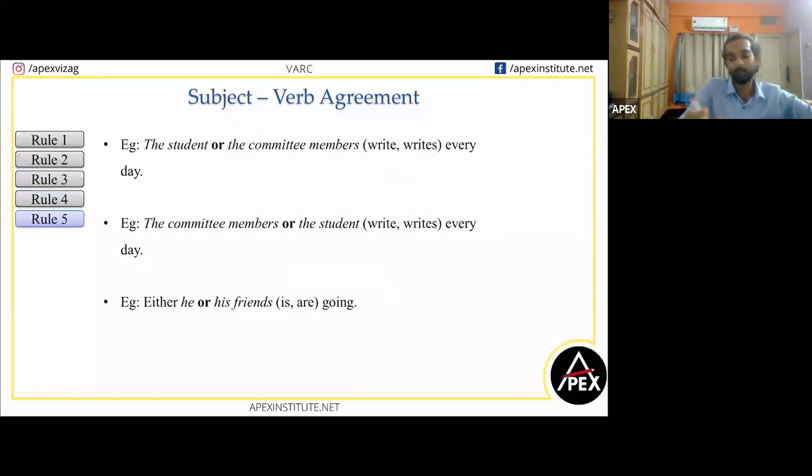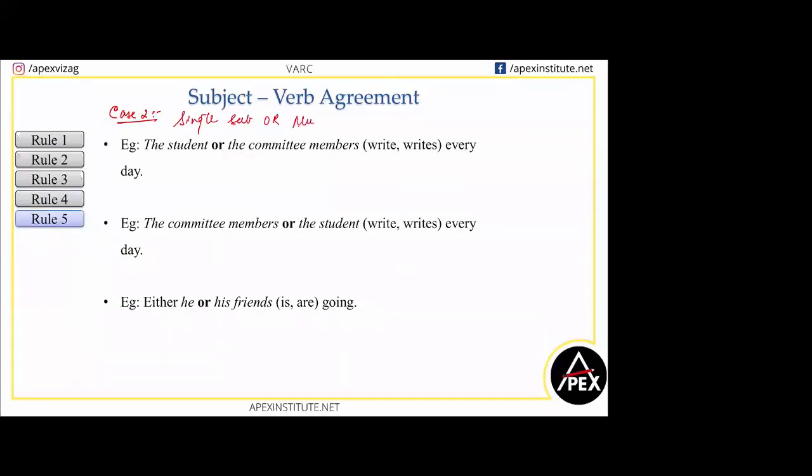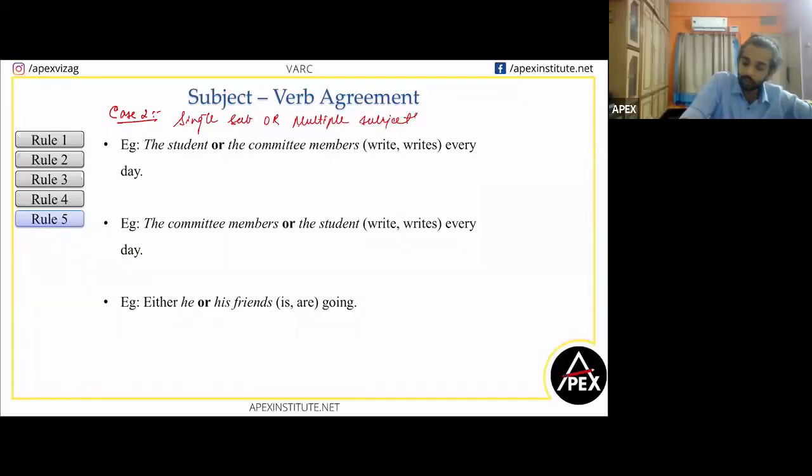Now look over here. This is our case 2. Now case 2 will be what? Either a single subject or multiple subjects. That means this is a plural subject, correct? So if we have something like this, you always have to first, step 1, determine the location of the verb.